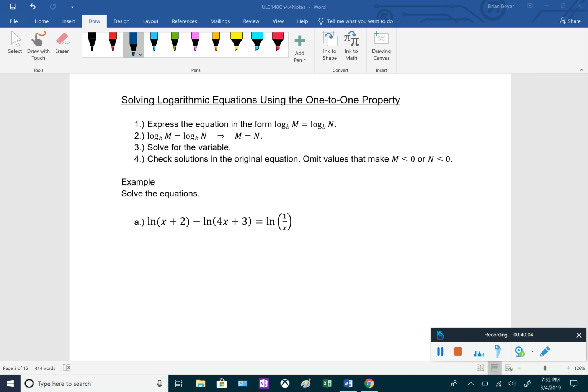This time we're going to get the equation in the form log base b of m equals log base b of n. So we get both sides to have the same log base b. Then we're going to drop the log base b's and equate their inputs. And then we're going to solve for the variable. And then we have to check the solutions in the original. And once again, we have to omit values that make the inputs negative or 0.